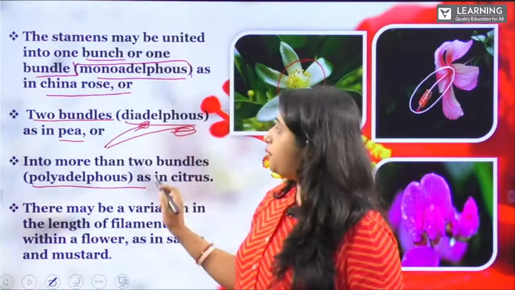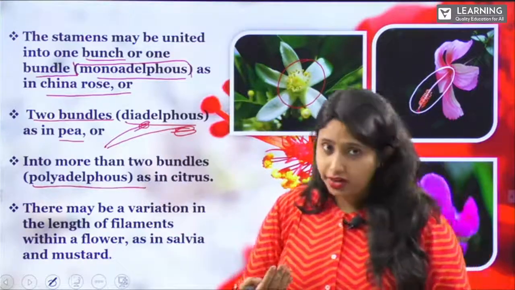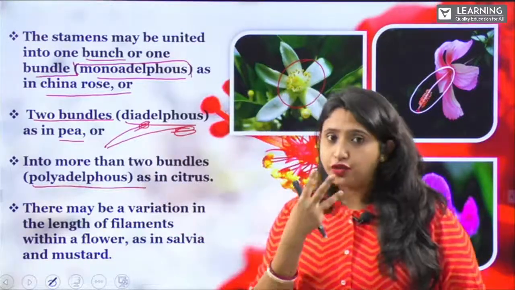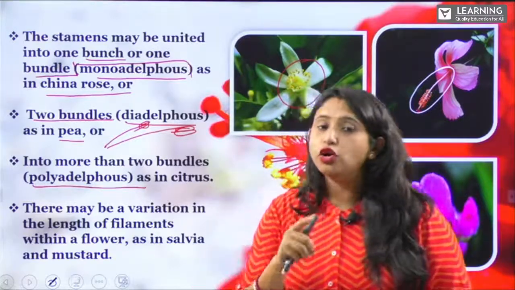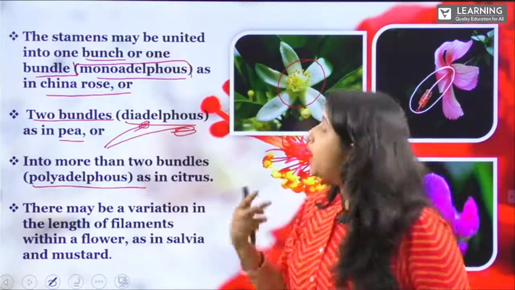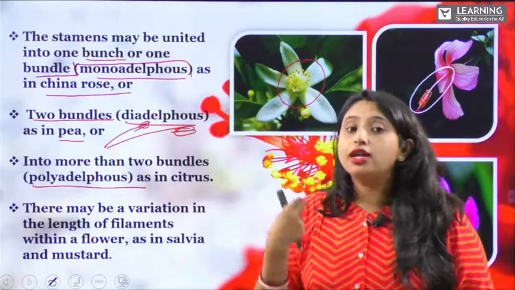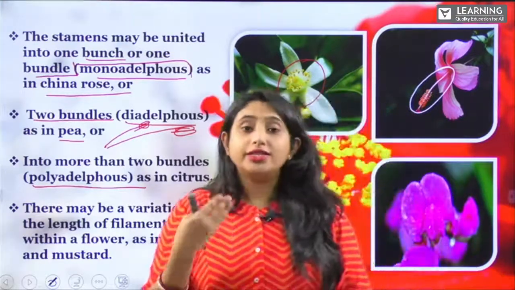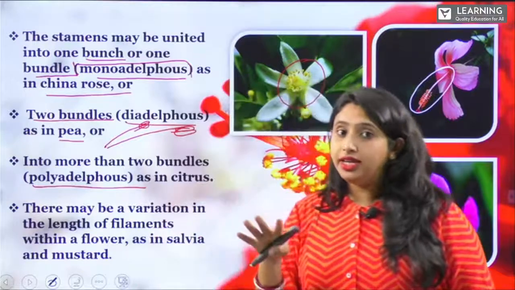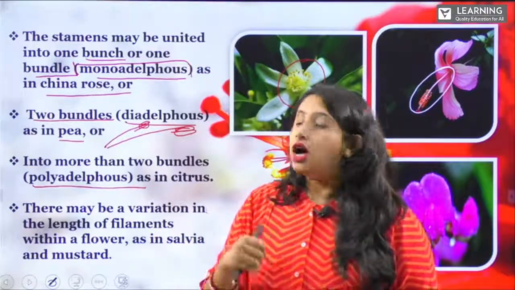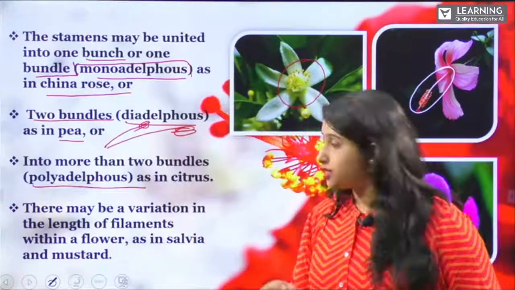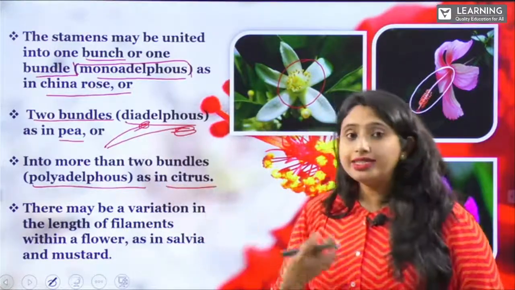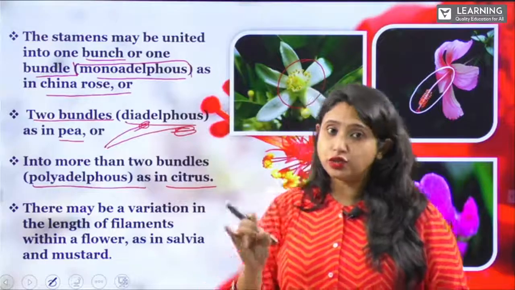So this is all about how the stamens are arranged. There are three types of arrangement of stamens. One is single, which we call monoadelphous. When the stamens are arranged into 2 bundles, we call it diadelphous. And when the stamens are arranged in many bundles or bunches, we call it polyadelphous. Clear? We see this type of arrangement in citrus fruits.